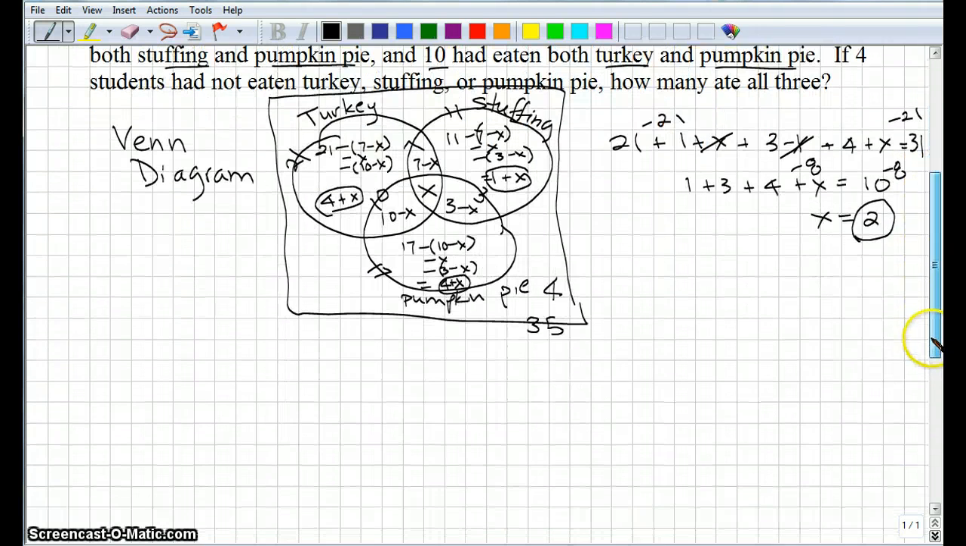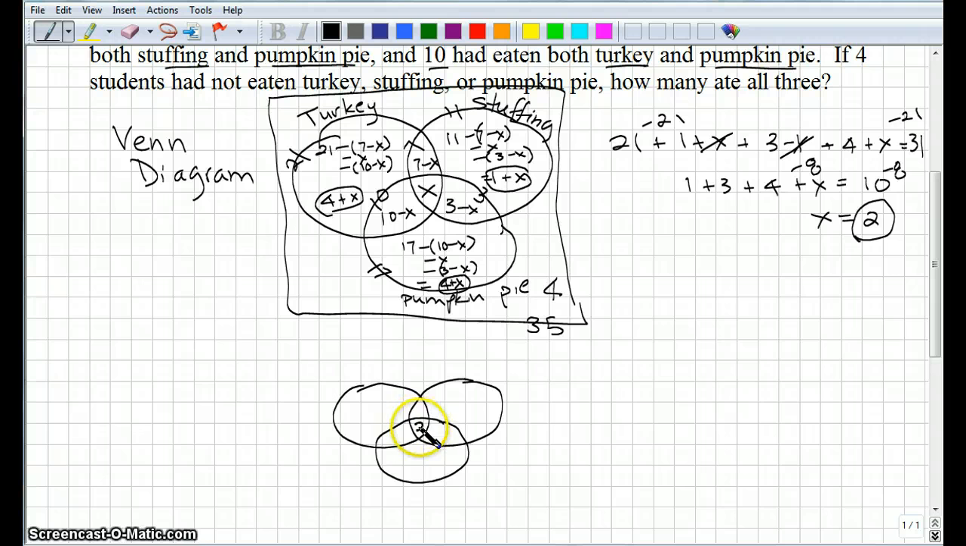So we could redraw this Venn diagram down here. I'm just going to draw it smaller. So we know now we have 2 in this region. We had 21. So now we know x. This was 7 minus x, so this had to be 5. This is 10 minus x, so this had to be 8. And this 3 minus x, which is 1. This is x plus 1, so this has to be 3. x plus 4 is 6. And this again was x plus 4, so this is 6. I'm just taking the equations out of here and plugging them in.